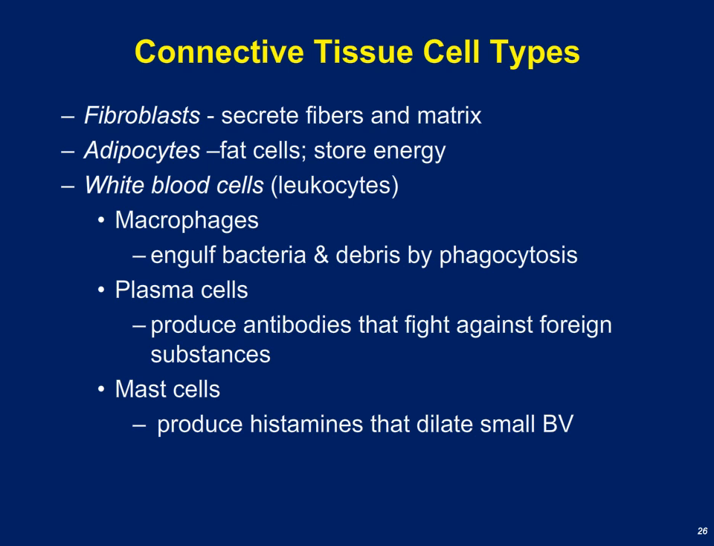In fact, anytime you see the suffix blast on the end of a cell type, you know that that is a young cell that oftentimes is actively secreting something. For example, chondroblasts will secrete cartilage, whereas osteoblasts will secrete bone. Also within connective tissue, we tend to find scattered adipocytes, and adipocytes are just fat cells, and they're there to store energy, give us a little bit of cushioning.